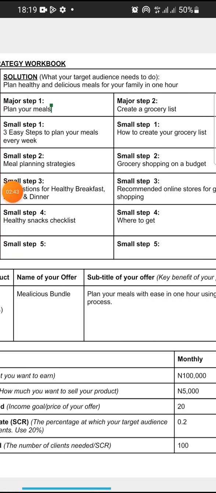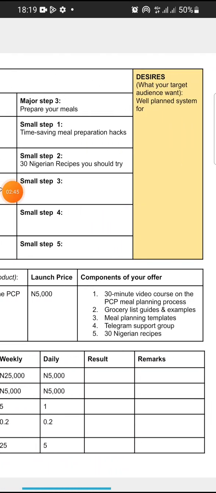The next thing you need to do is to write out the desire. I didn't fill this part completely, but the desire that her target audience want to have is a well-planned system, a meal planning system for preparing or planning meals for their family every week or every month. They want to have that stress-free life. They don't want to always be bothering or thinking about what to cook for dinner, or what to cook next week. They are busy at work and they are wondering what to cook.